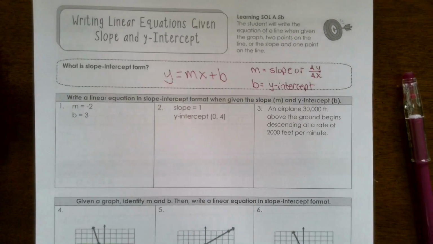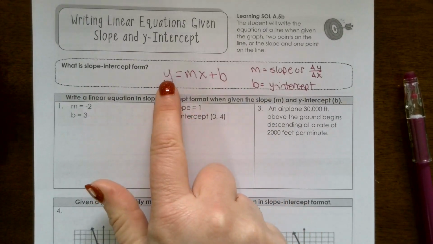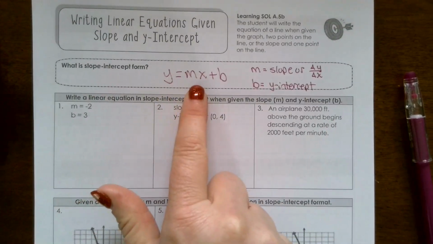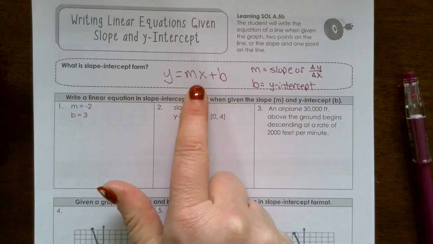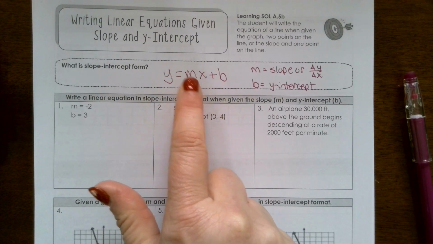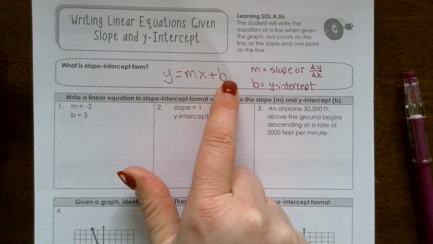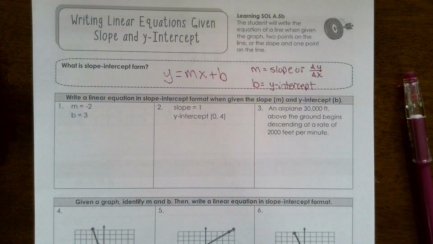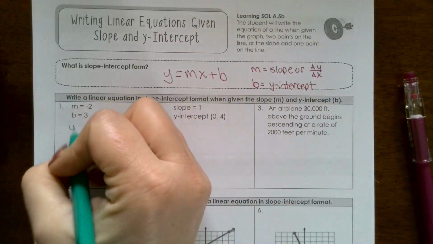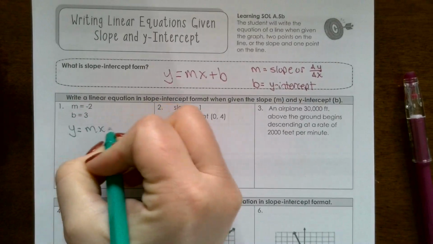So if we're given enough information, knowing that my x and y's in the linear equations, there are infinite points that work for any given equation. If I know m and I know b, I can write the equation. So y equals mx plus b.